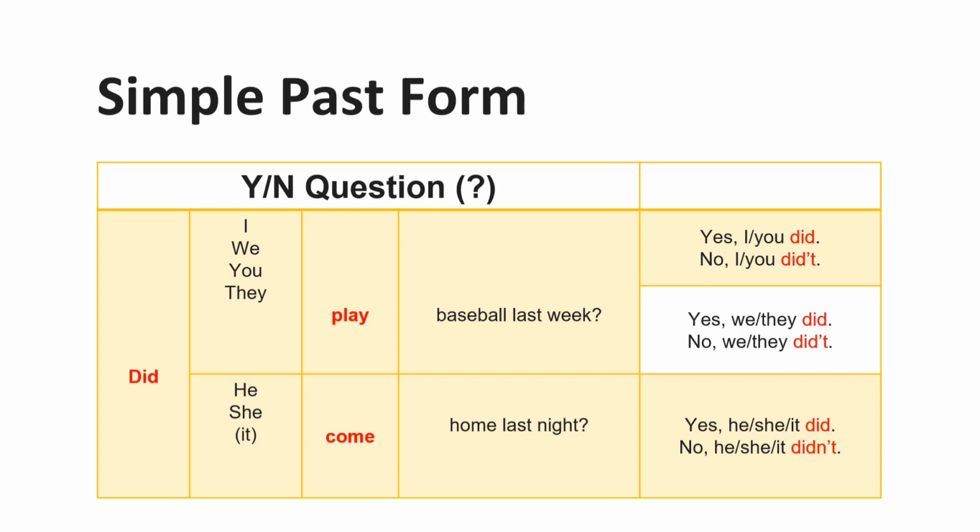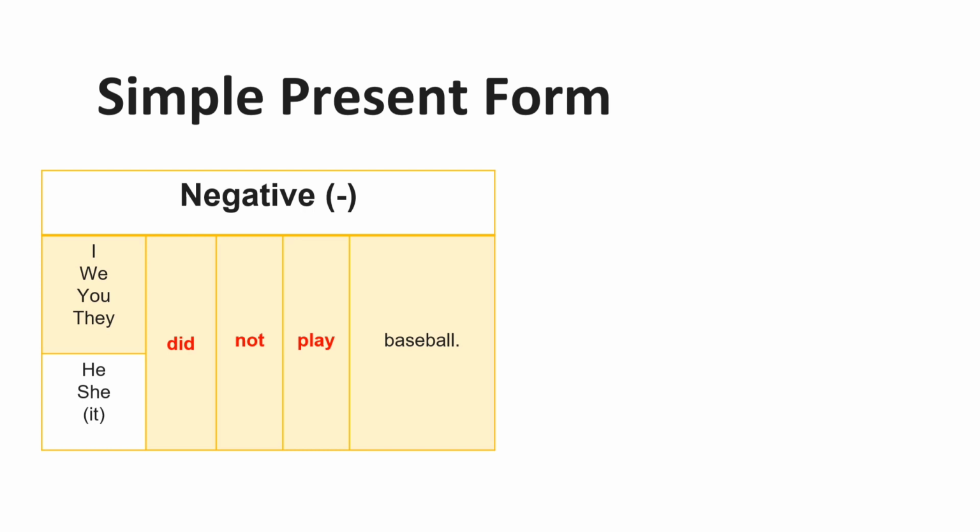And when you make a short answer, then you need to use the auxiliary. Yes, I did. No, I didn't. Yes, we did. No, we didn't. Yes, she did. No, she didn't. So for negative form, we add not to did. And again, we need the simple form of the verb. I did not play baseball. They did not play baseball, or he did not play baseball. You can also say he didn't play baseball, which is the contracted form.